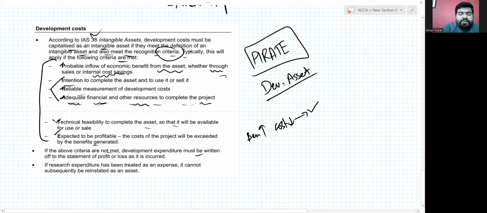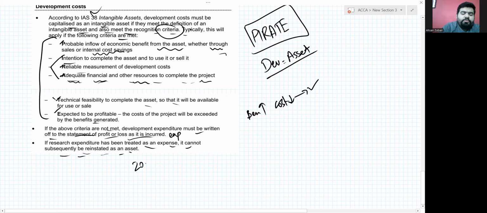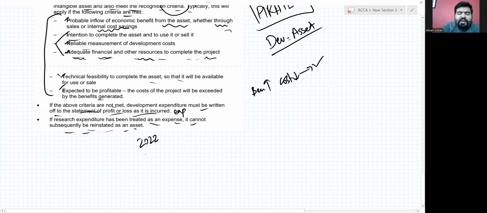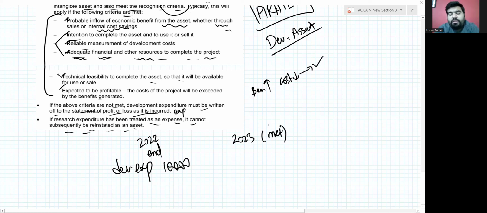If research expenditure has been treated as an expense, it cannot be subsequently reinstated as an asset. It means that, for example, in 2022 you are doing the development and till the end the criteria is not met, so you have expensed 10,000 of development cost. Once you have written it off, you can't change it in 2023. If the criteria is met in 2023, then obviously development cost must be capitalized.